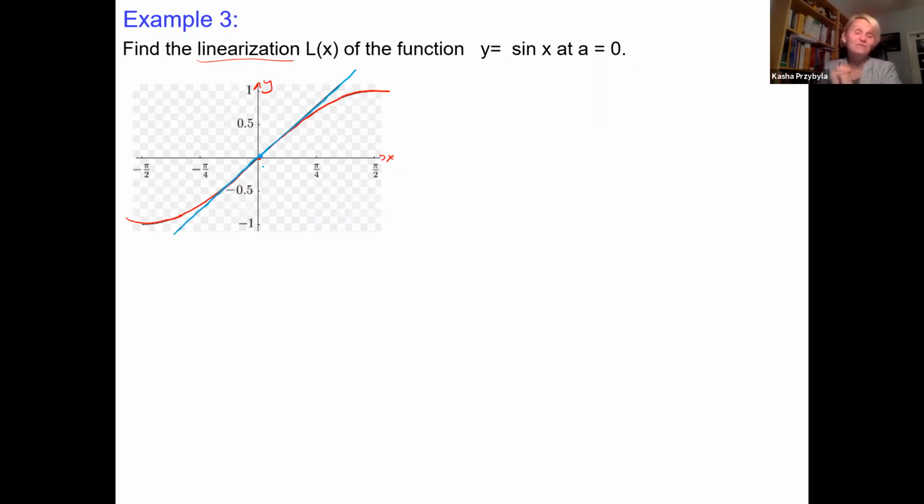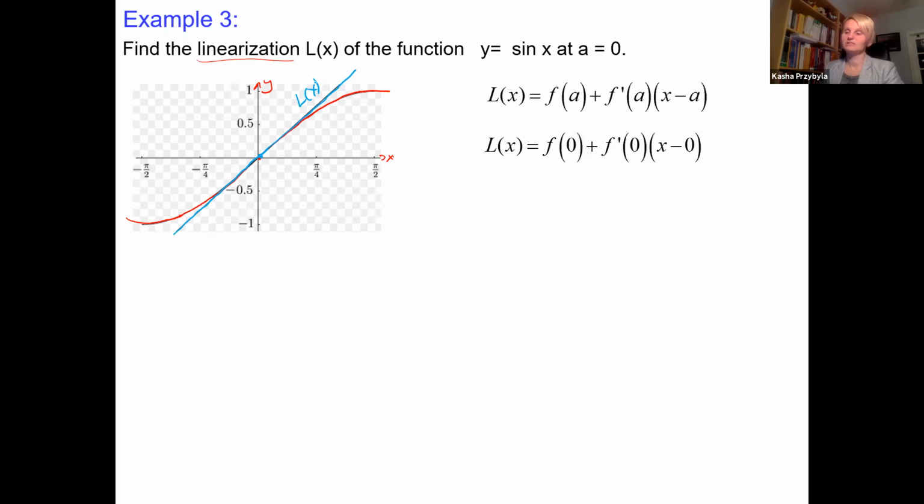Okay, let's find the equation of the blue line. Just in case somebody asks you to draw a tangent at 0, we can see it's intersecting. It's below in the 4th quadrant and above in the 2nd quadrant. In the 1st quadrant, we can see it's above. Okay, linearization at 0. Who can tell me the value of the function at 0 and the value of the derivative at 0?